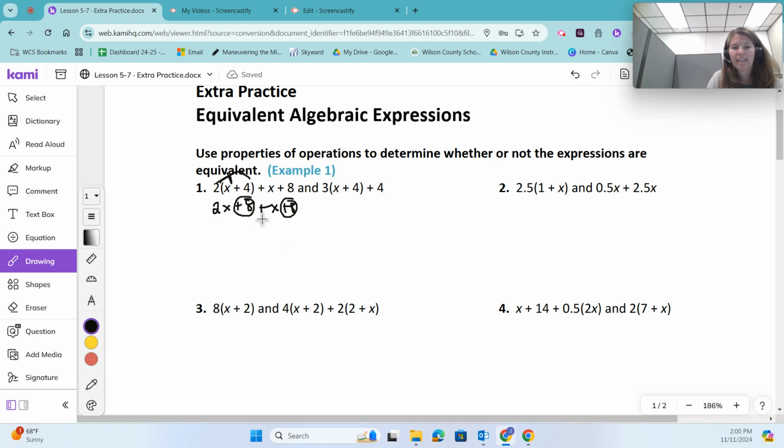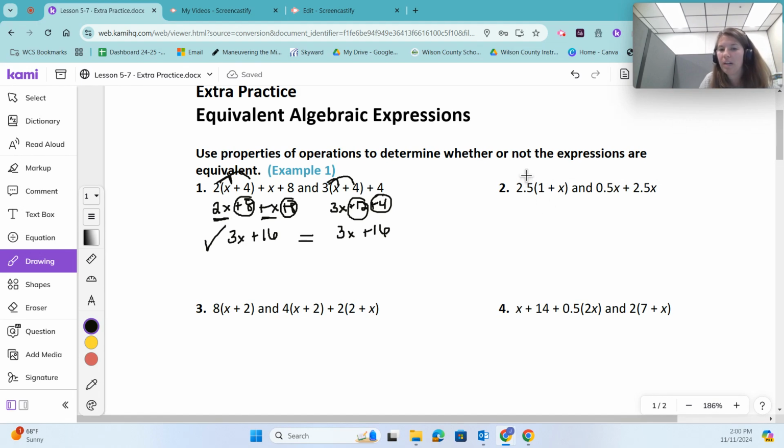So I have 8's and I have x's. 2x plus x is 3x. 8 plus 8 is 16. Okay, I'm going to do the same thing to the second one. 3 times x, 3x. 3 times 4 is 12 plus 4. I have 3x. Combine my like terms, 12 and 4 make 16. These are equivalent, so yes, they are equivalent expressions.